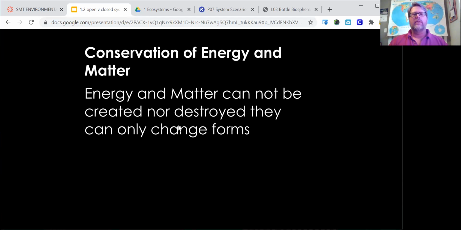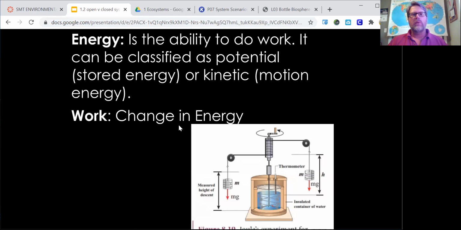So what we're looking at is the conservation of energy and matter. Energy and matter cannot be created nor destroyed. They can only change forms. When we're talking about energy, it's the ability to do work. It can be classified as potential energy, which is stored, or kinetic energy, which is energy from motion. We're going to go into a lot more detail along that way. And the corollary to this is that work is the change in energy.